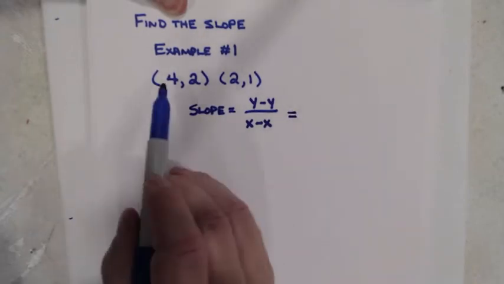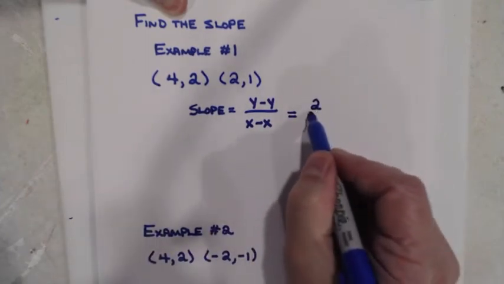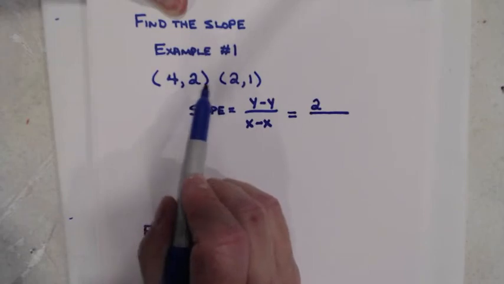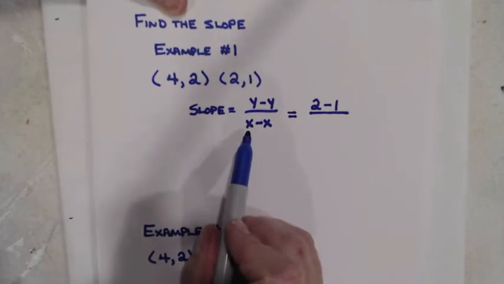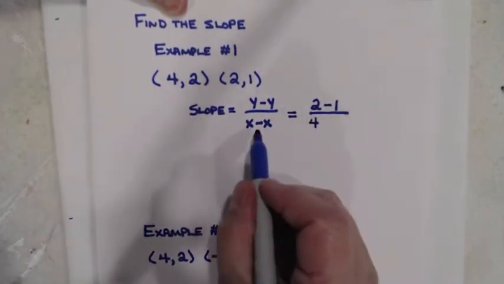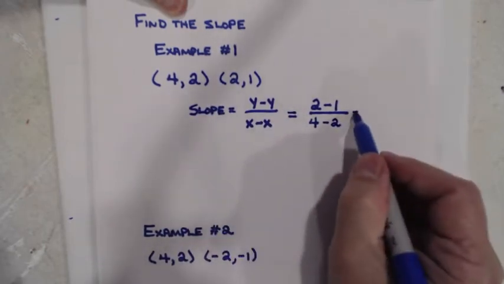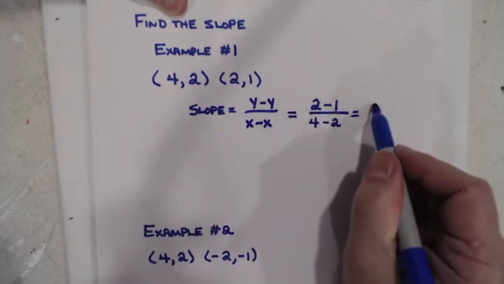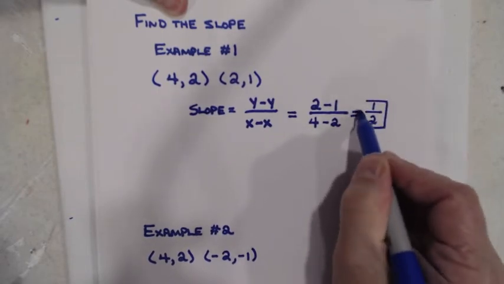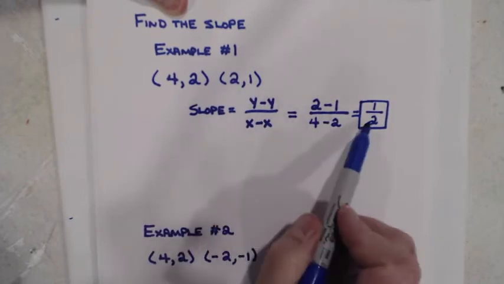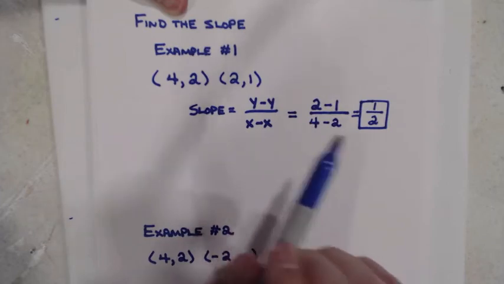So, remember, this is my x and this is my y. My first y is 2. And then the opposite of positive 1, negative 1. My first x is 4. The opposite of my next x is negative 2. Do the math in the top. 2 minus 1 is 1. 4 minus 2 is 2. The slope of the line that goes through these 2 points is 1/2. If I graphed these and counted the blocks, I would go up 1 over 2, up 1 over 2.